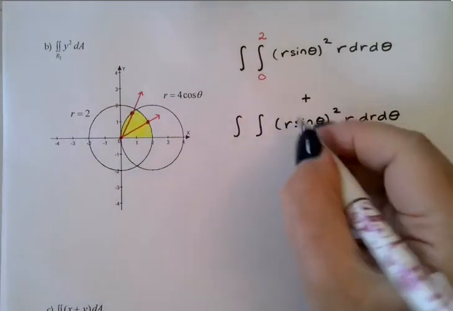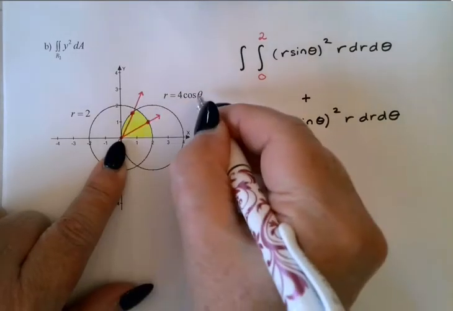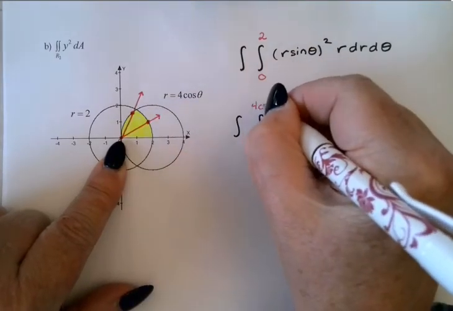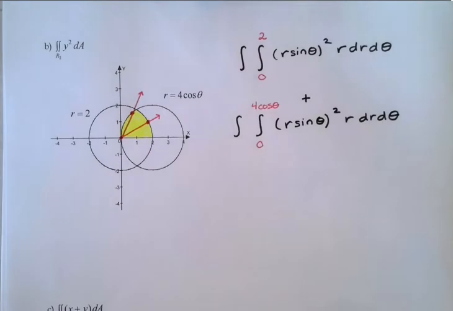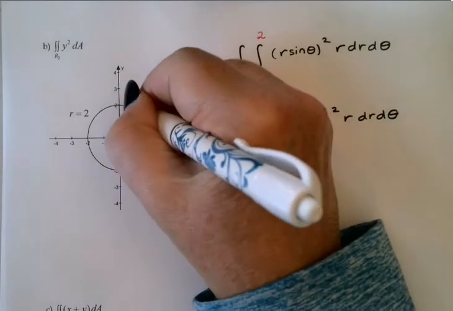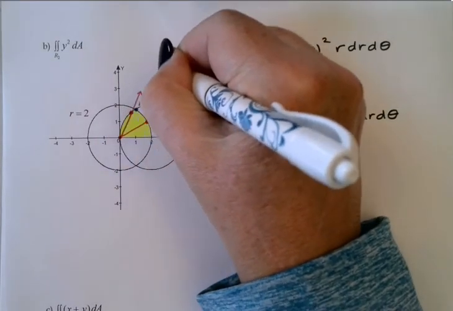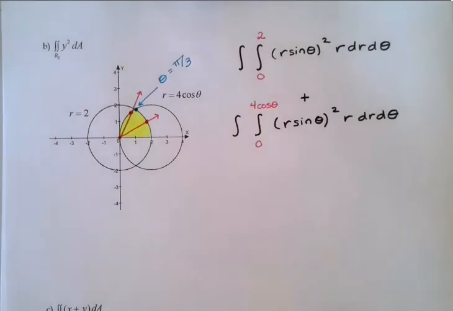But for the second integral, I start at 0 for my radius, and I go out through r equals 4 cos theta. All right, what about the theta values? Well, everything changes right at that intersection point. And remember, that was theta equals pi thirds. We figured that out in the last problem.